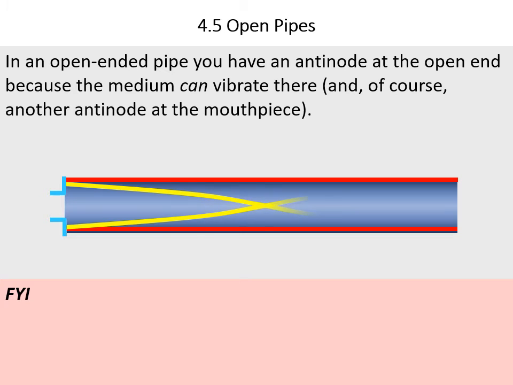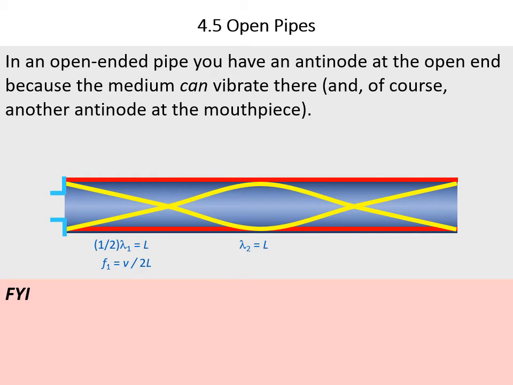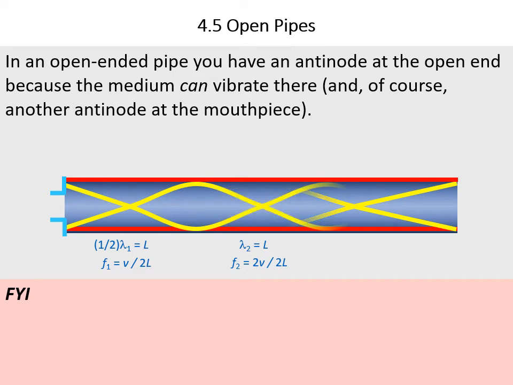So here we go. This is the first harmonic frequency for the open-ended pipe. Each end of the pipe is open to the air. So in this case, you have half of a wavelength that fits inside the length of the pipe. The harmonic frequency is v over 2L for the open pipe. This is the second harmonic frequency. In this case, you have a full wavelength fitting inside. So the second harmonic frequency is v over L.